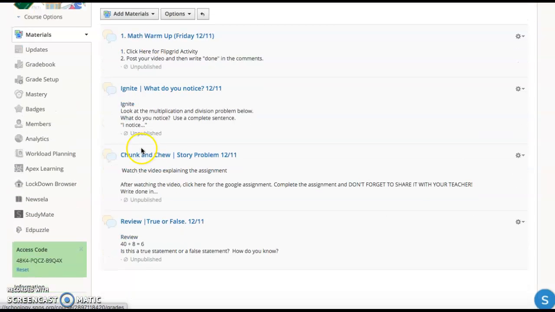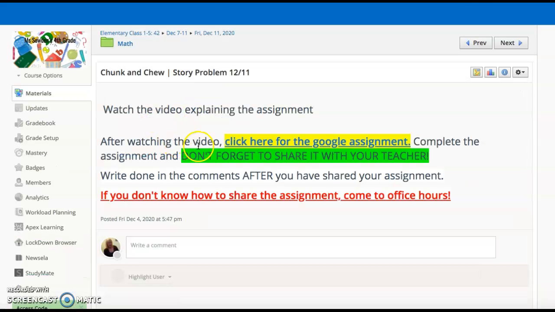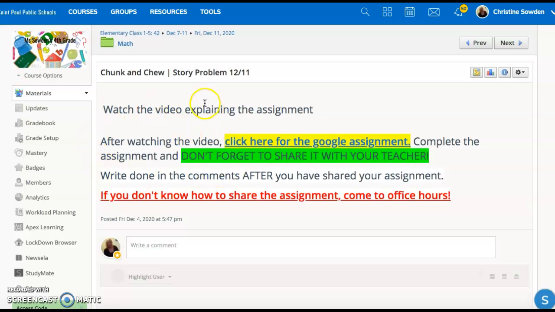Today's math lesson in division, we will be looking at a different strategy that will help us do division. So I'm just going to read the assignment here. It says, watch the video explaining the assignment, and that's this one.